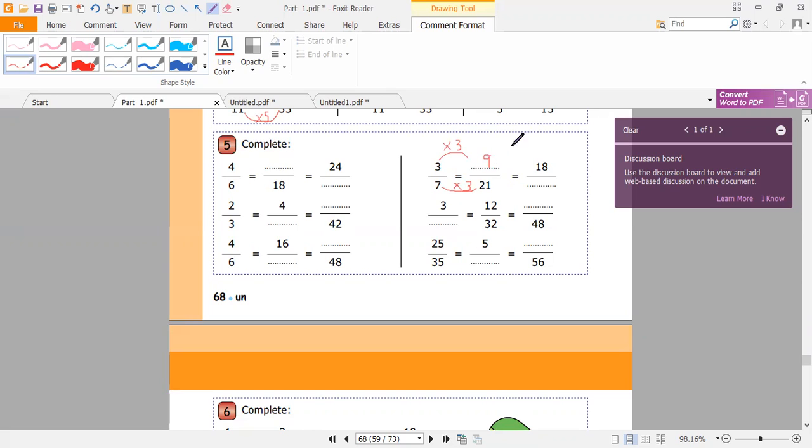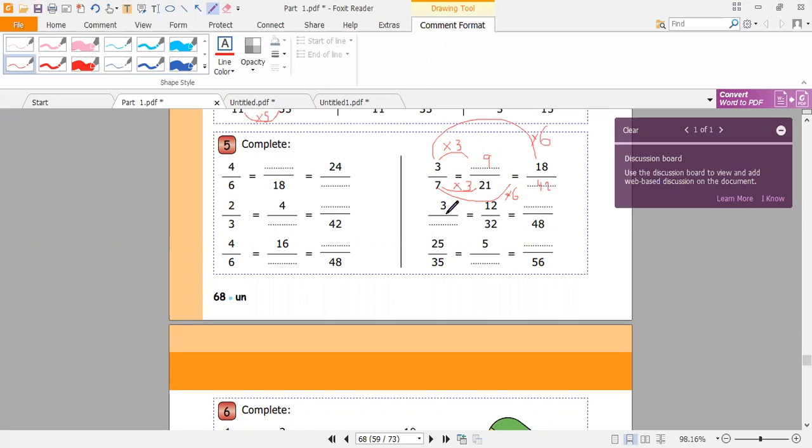So you can compare 9 with 18. 9 becomes 18, so it's multiplied by 2, or you can go back to the first fraction, okay? So I'm gonna go back to the first fraction. 3 becomes 18, so 3 times 6, and 7 here times 6 to get an equivalent fraction. Now 7 times 6 is 42.